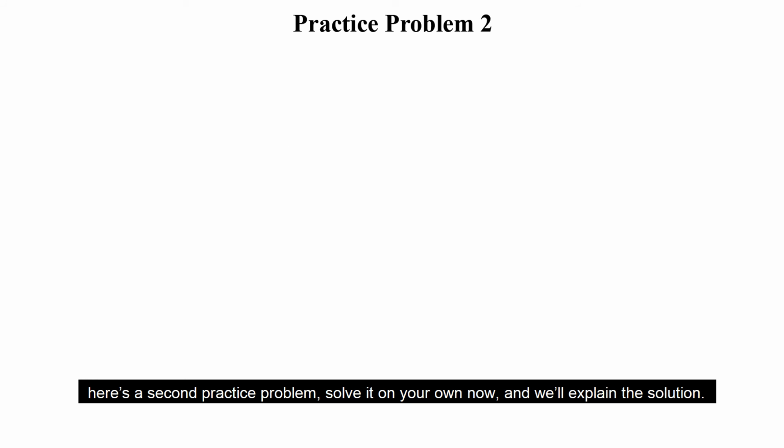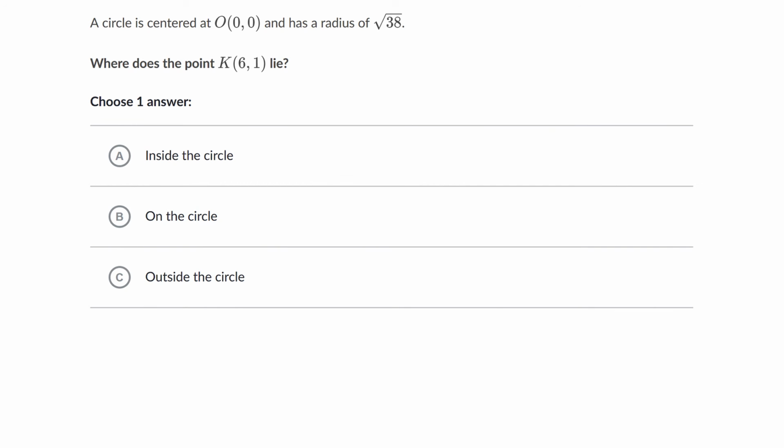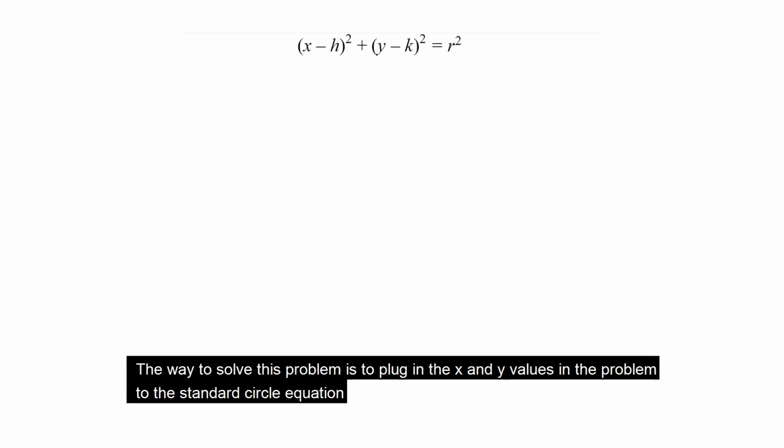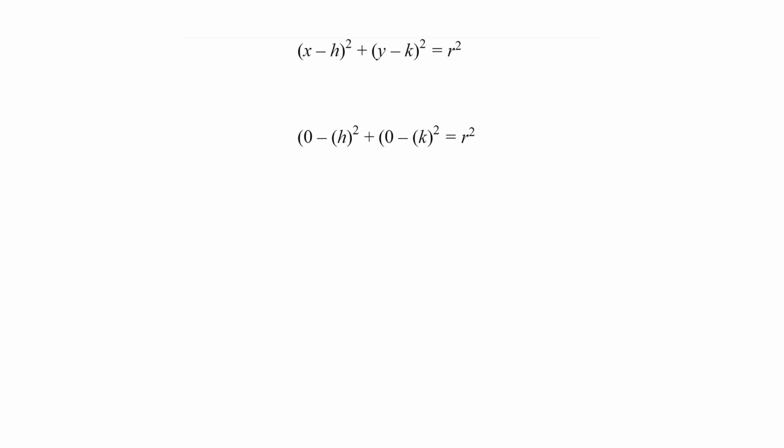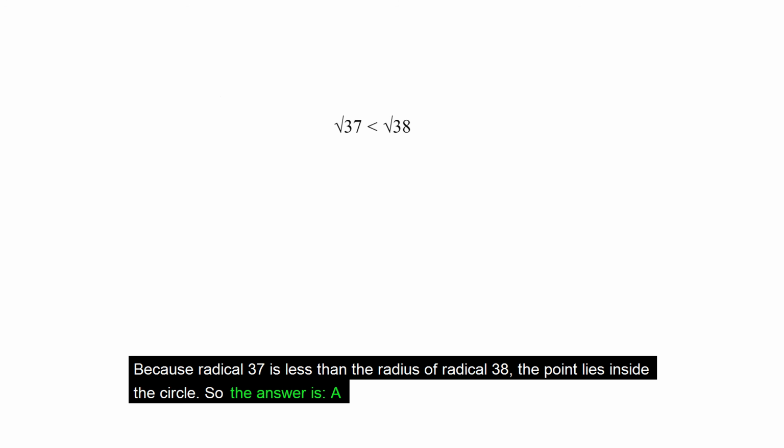Here's a second practice problem. Solve it on your own now, and we'll explain the solution. The way to solve this problem is to plug in the x and y values in the problem to the standard circle equation. Because radical 37 is less than the radius of radical 38, the point lies inside the circle, so the answer is A.